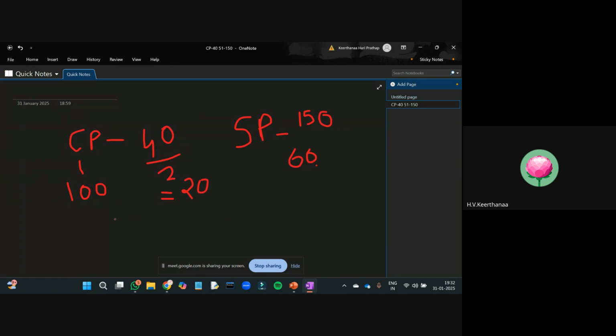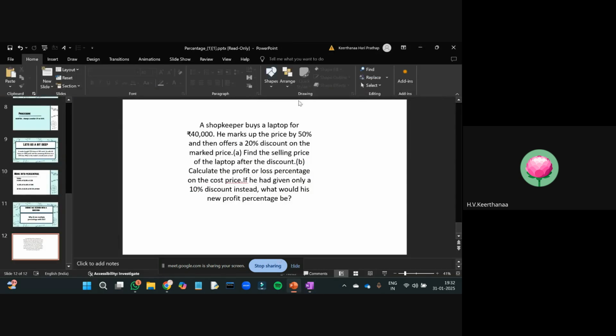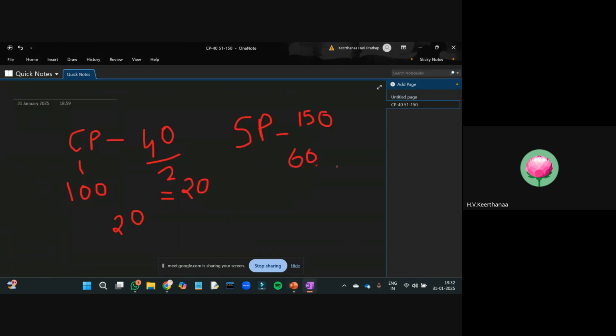So now he has given a discount of 20%. Now let's calculate 20% from the SP, because he's giving a discount from the SP, right? Always remember this one thing. You calculate everything else from the CP, but only the discount should be calculated from the SP or the marked price, because the discount is given on the SP. So you calculate 20% on the SP.